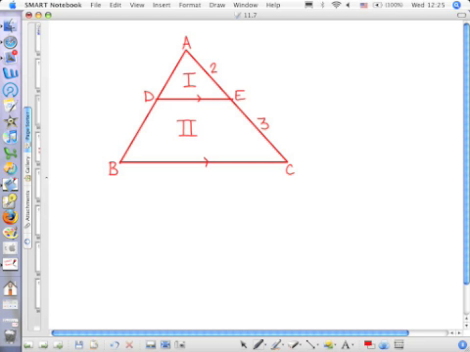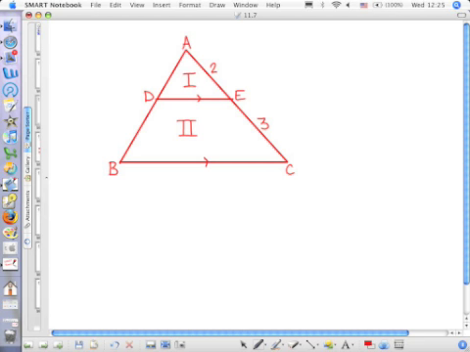No. Oh, good. The other classes said yes, then they stopped and thought about it for a second. Why not? Because region 1 is a triangle while region 2 is a trapezoid. What is region 1 similar to? The whole triangle. Regions 1 and 2 put together.